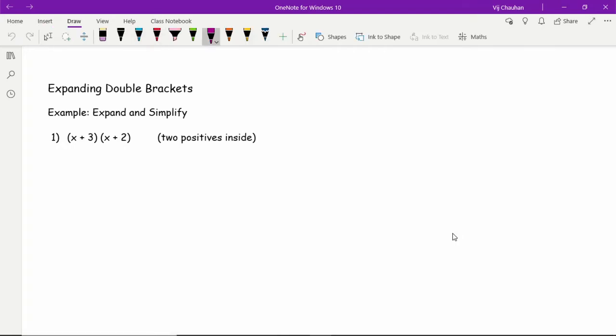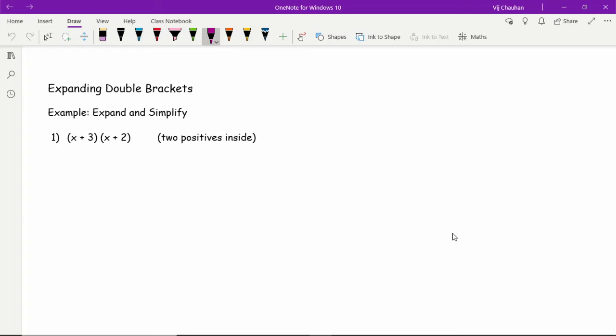Now typically speaking, here we've got two brackets, hence double brackets, and what you'll find is that you've got x, which is usually the first term in each bracket, which is not always the case, and you've got a number which is being added or subtracted. Now in these particular double brackets, we've got two pluses, and we'll see how it changes when we have one of each or two negatives.